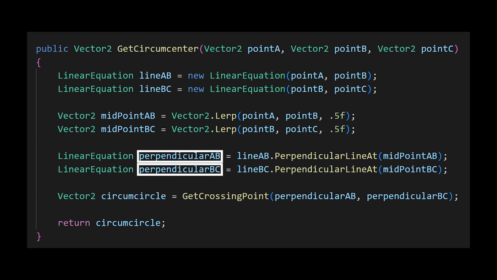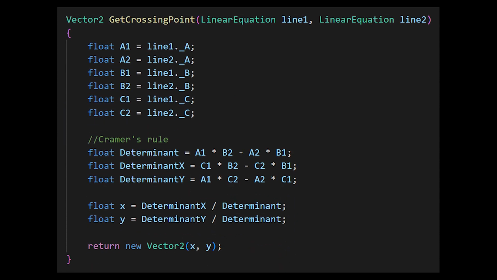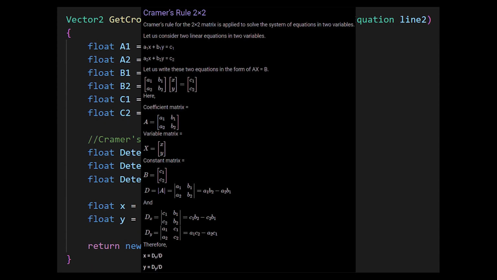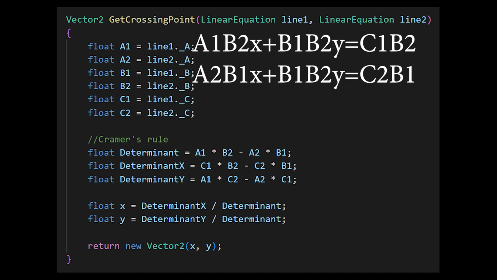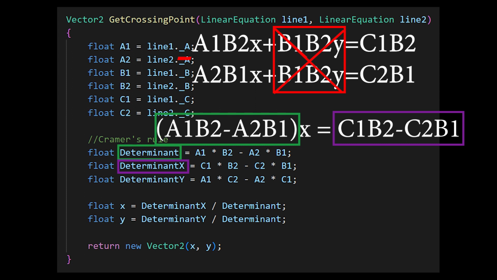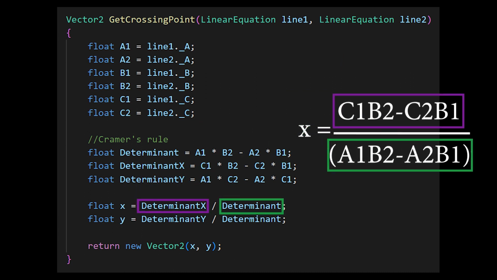Once we have both perpendicular line equations, we can find their crossing points x and y by using Cramer's rule on them. What this basically does is isolate x by multiplying the first equation by b1 and the second by b2, then subtracting them. This will effectively eliminate the y part of our equation since we will be subtracting two equal values. Then we simply solve the resulting equation for x.